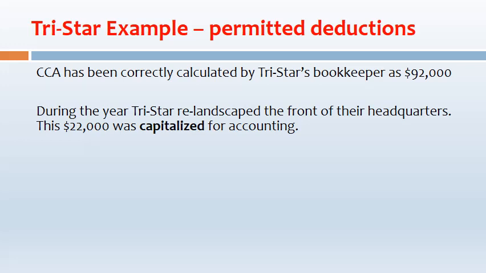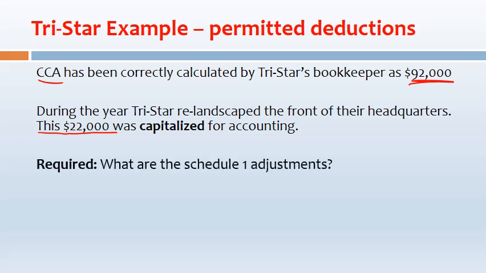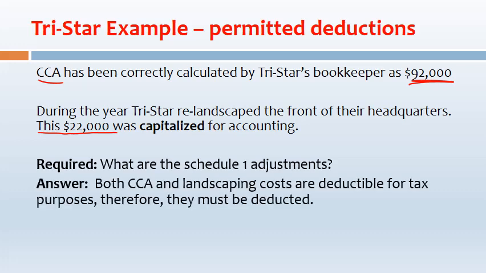So tying to the TriStar example, we'll take a look at CCA that's been correctly calculated by TriStar's bookkeeper at $92,000. We also know that during the year TriStar re-landscaped the front of their headquarters. This $22,000 was capitalized for accounting purposes. Uh-oh, we know that for tax purposes that's not right. So what are the Schedule 1 adjustments? Well, both the CCA and landscaping costs are deductible for tax purposes. Therefore, they have to be deducted. Well, I say they have to be deducted. They should be deducted.